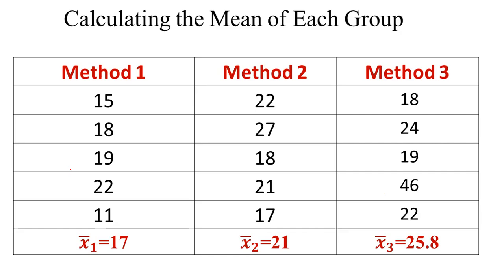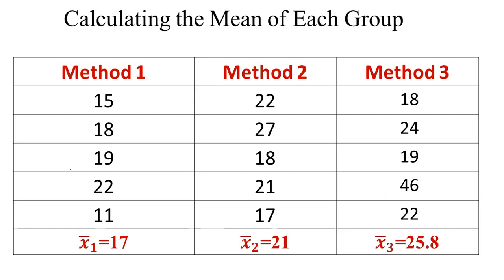So method 1, if you take 15 plus 18 plus 19 plus 22 plus 11, and you divide by the sample size, which is 5, you'll get the mean is 17. So that is our mean 1, x1.